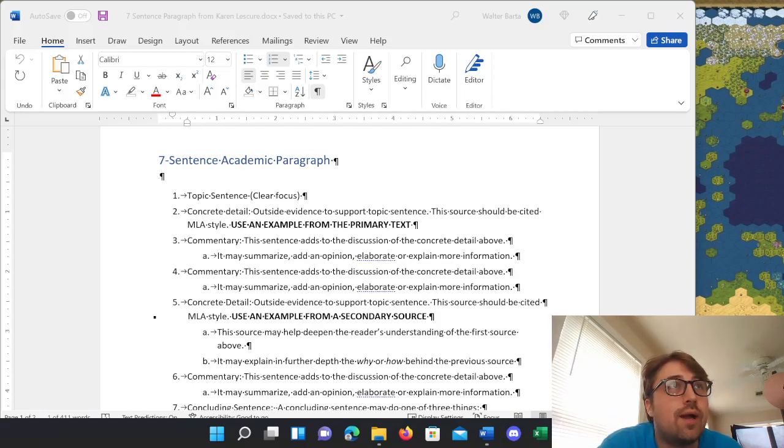So, when you're writing for an academic paper, or any paper for that matter, you may want to organize your paragraphs in a certain way. And so we're going to be looking at a particular structure of paragraph that might be helpful. This one is called the 7-sentence paragraph. Now, that doesn't mean that paragraphs should all be 7 sentences. It doesn't even mean that the best length of a paragraph is 7 sentences.